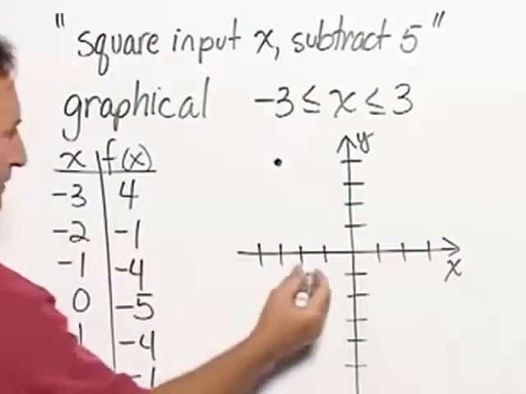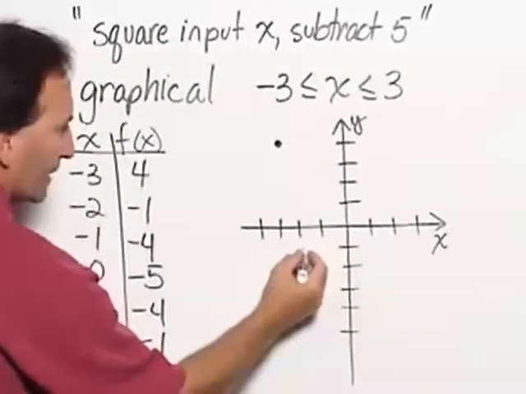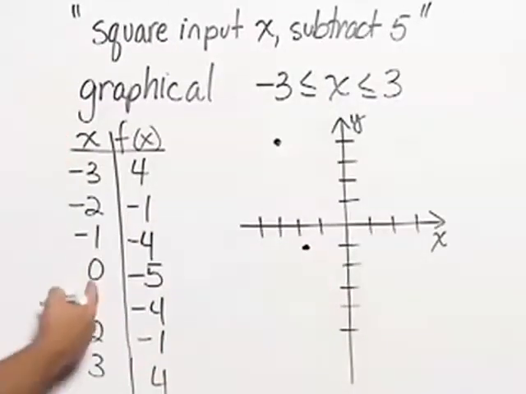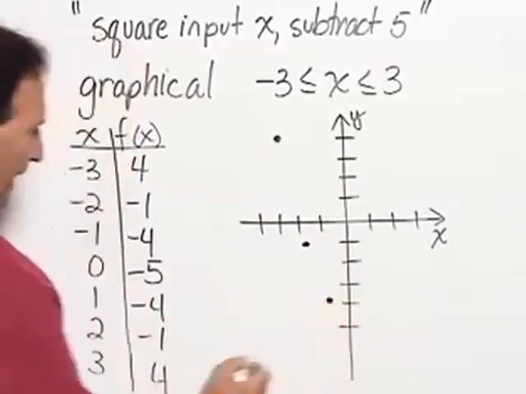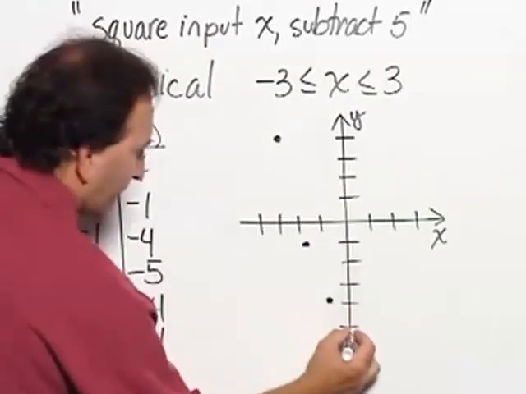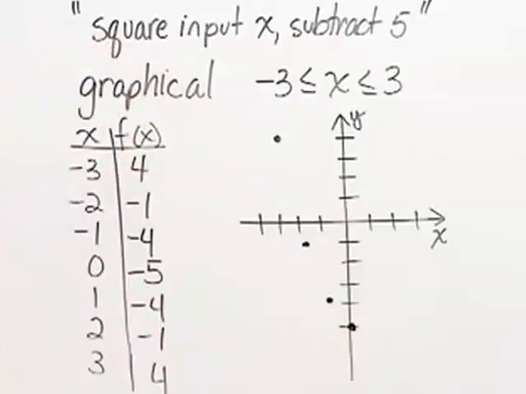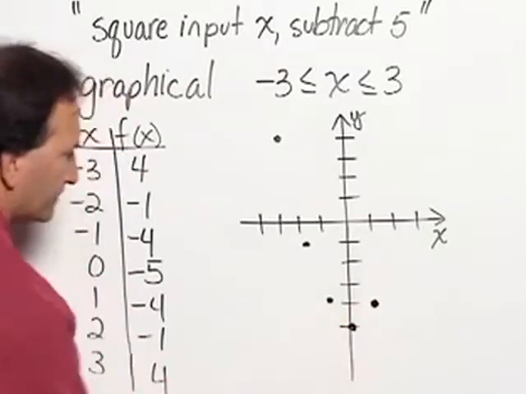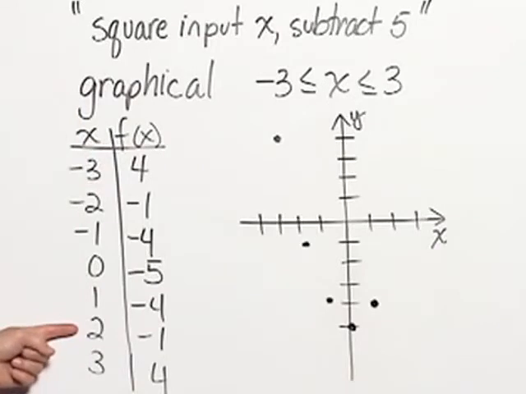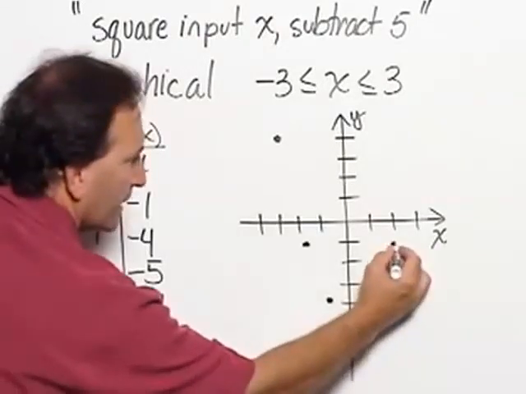-2, -1. -1, -4. And then 0, -5. Now we start on the other side, the positive x values. We have 1, -4, so that's going to be here. 2, -1, and that would be here.